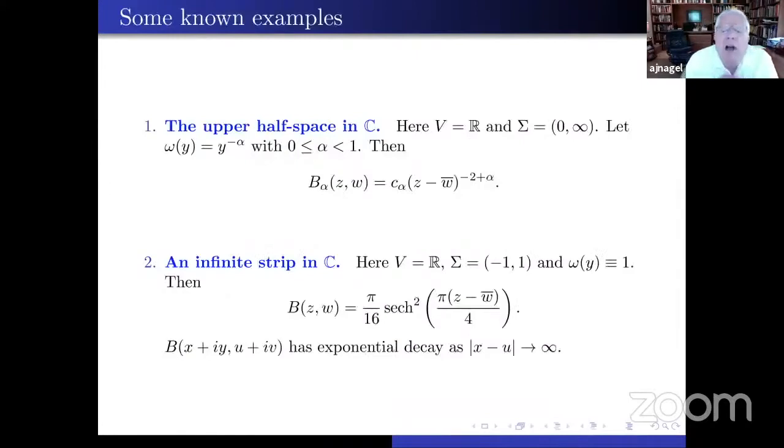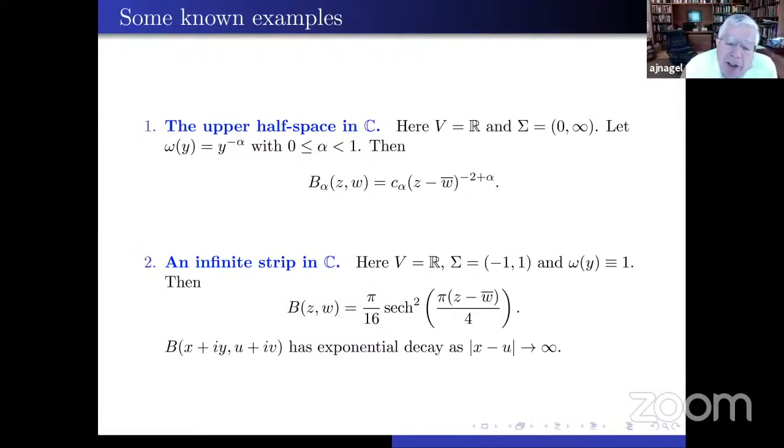So let me begin with some elementary examples where the Bergman kernel can be explicitly computed. Two very well-known examples are the upper half space in C. A common weight function is to take y to the minus alpha, and then the Bergman kernel is given by some constant depending on alpha times (z minus w bar) to the minus (2 plus alpha).